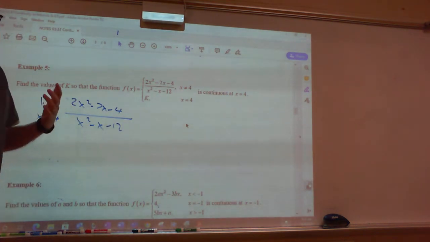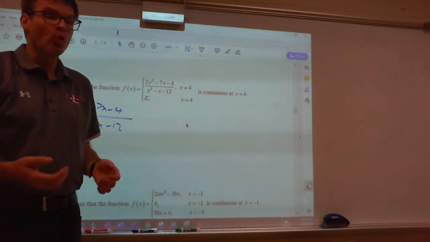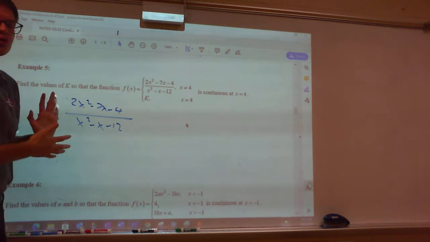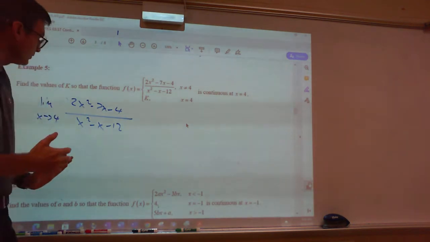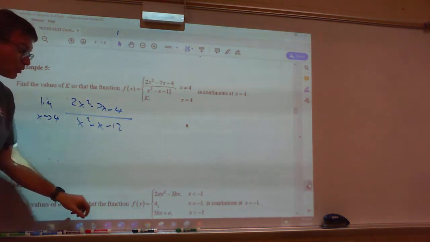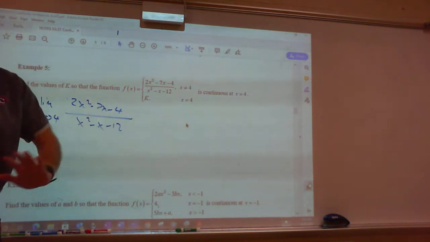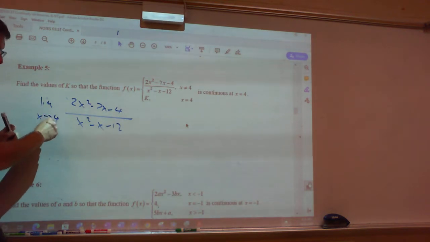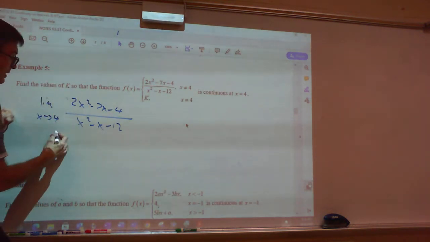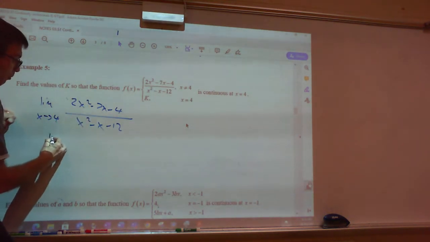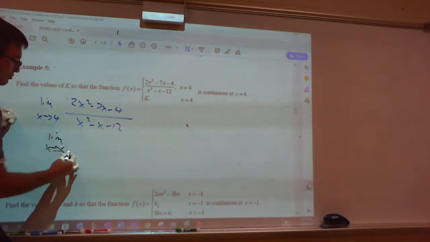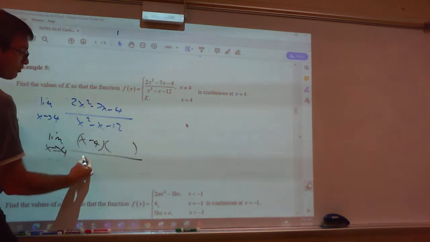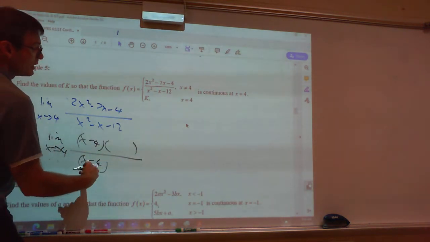Like you plug in, you get 0 over 0. That means you have to do more work. Yay. Now, even if I get 0 over 0, here's what I know is going to happen. If I plug in 4 and I get 0 over 0, I don't have to know anything at all about factoring, but I do know that at some point, in the limit as x approaches 4, I'm going to get an x minus 4 on top, times some stuff, over x minus 4 on the bottom, times some stuff.